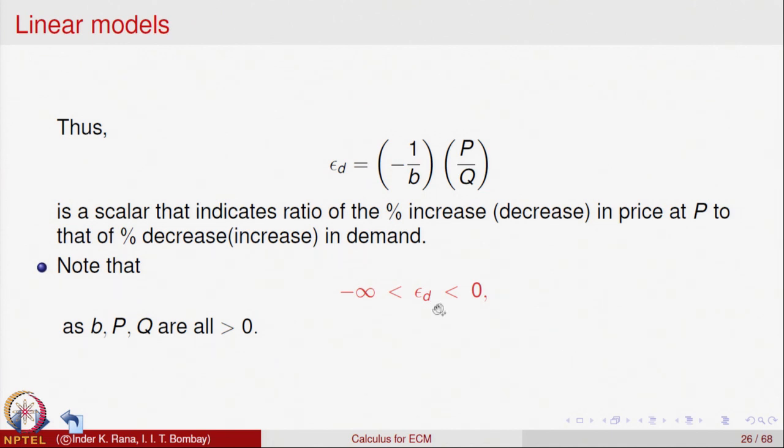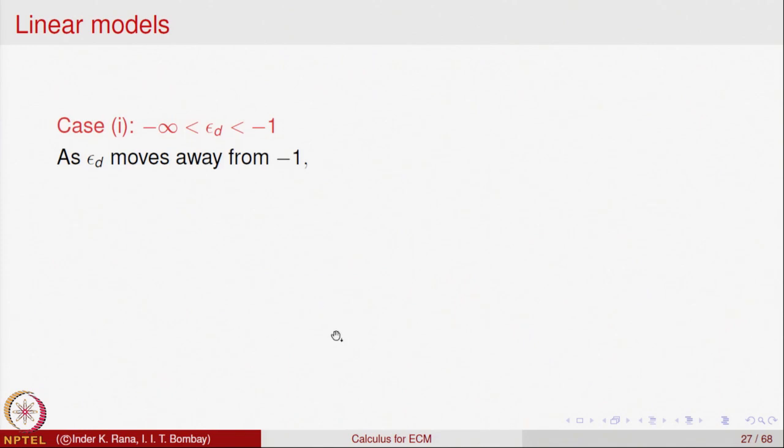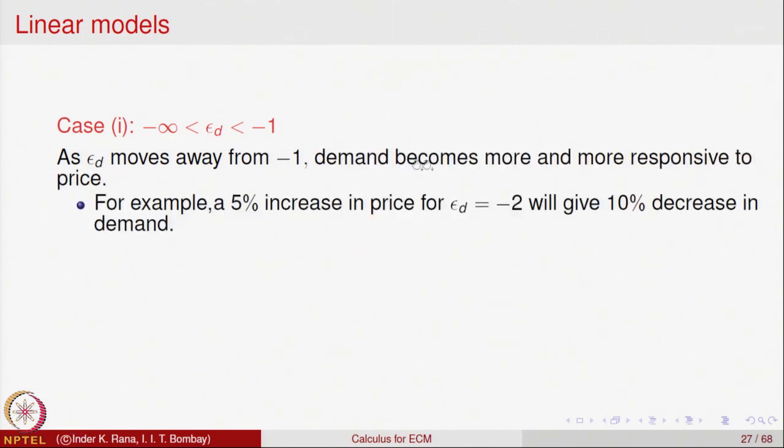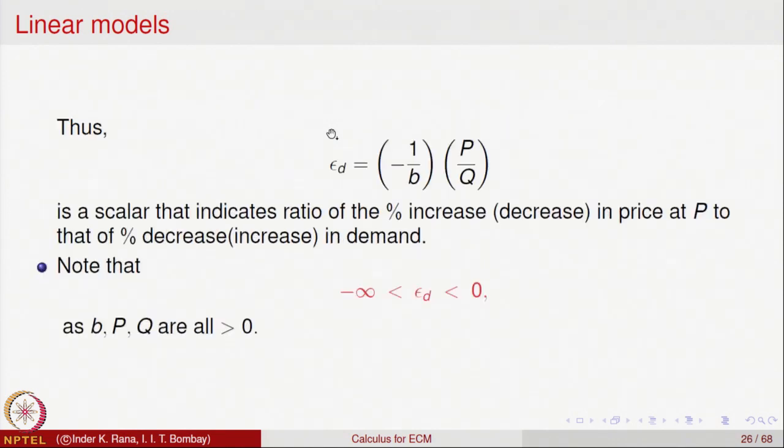So, depending on what is the value of epsilon d, let us just look at a few cases. Let us look at case 1 when epsilon d is between minus infinity and minus 1, it is negative. So, as epsilon d moves away from minus 1, what will happen? As it moves away, the demand becomes more and more responsive to the price, right. So, keep in mind what the coefficient of elasticity is. It is minus 1 over b, p by q.